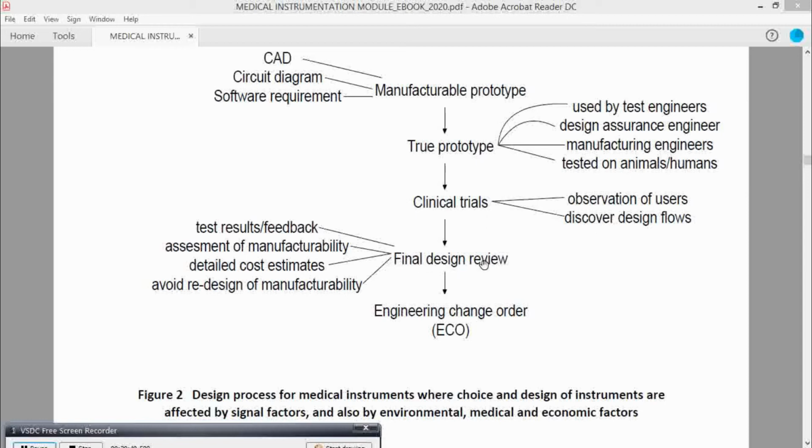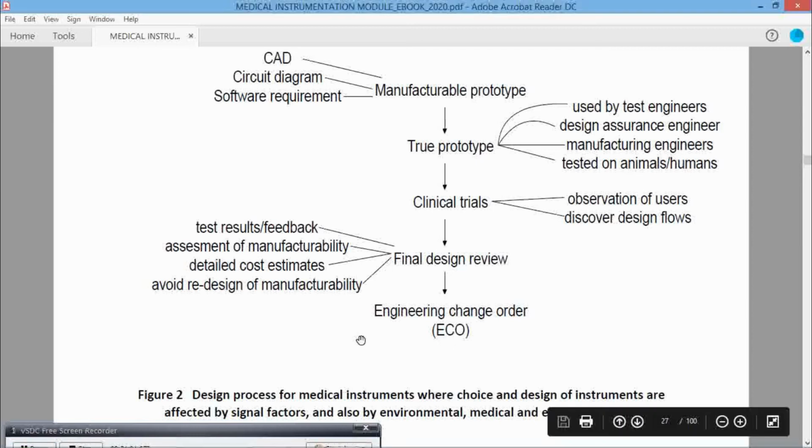Okay. In final design review, test result feedback. So you will receive assessment of manufacturability, detailed cost estimates, avoid redesign of manufacturability. And then last but not least, this engineering change order will come.